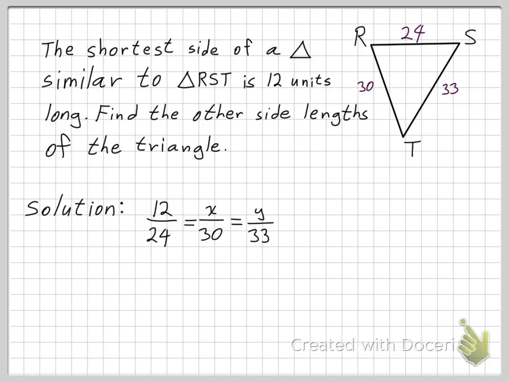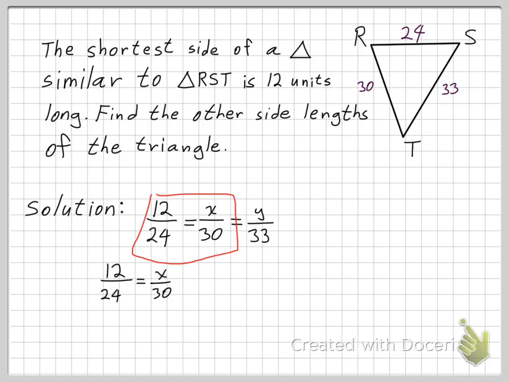1 to 2, 1/2. Some of you might be clever enough to know that the middle value of this triangle must be half of 30, which is 15, and the other value will be half of 33, which is 16.5. But if you're not getting that, I'll explain that in more detail, and hopefully you'll understand it that way. So again, this is the ratio between all of the corresponding side lengths, right? 12 to 24, or 1 to 2. So we can use that ratio, 12 over 24, and set that equal to x over 30.